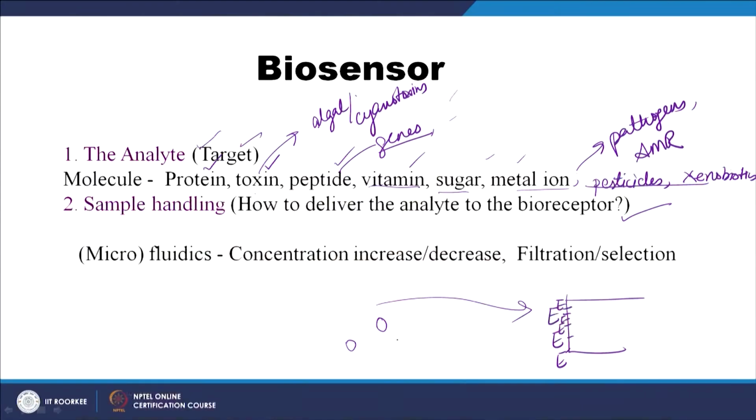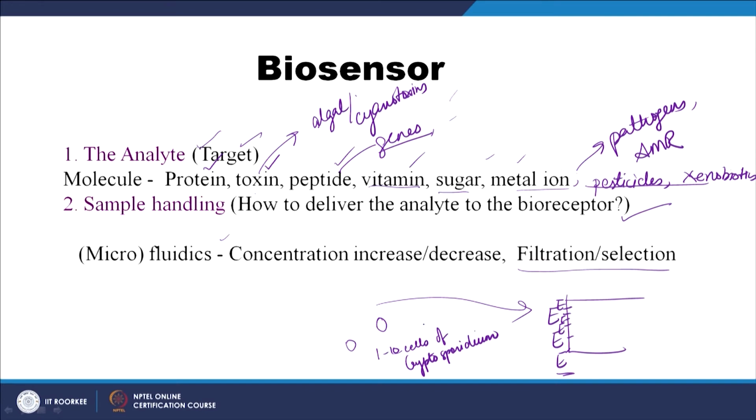So, this is one of the first questions we need to answer: how will the analyte come in contact with the bioreceptor? Once you have solved this, then another question comes: what if the analyte is very low in quantity? For example, let us say only 1 to 10 cells of Cryptosporidium are present. So, how do I detect them? Because my bioreceptor is not coming in contact, the concentration is too low. In this case, I can increase the concentration. However, if I have too much analyte, I might dilute the sample and then introduce it to my bioreceptor. The next is filtration and selection.